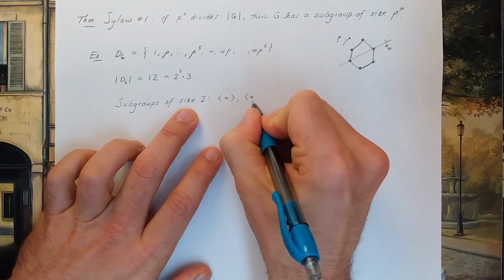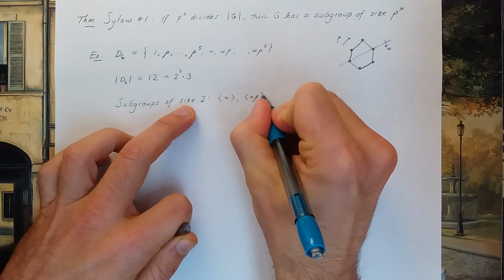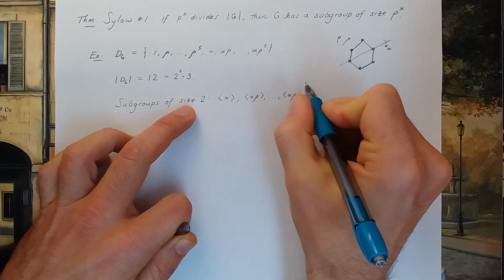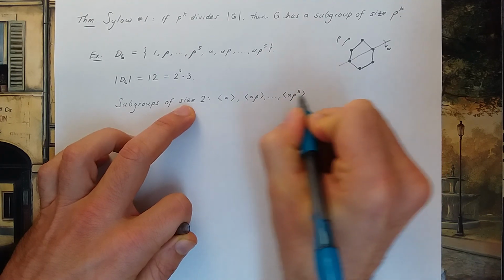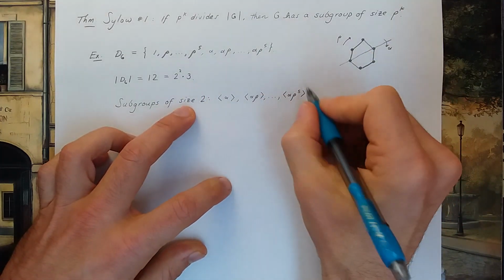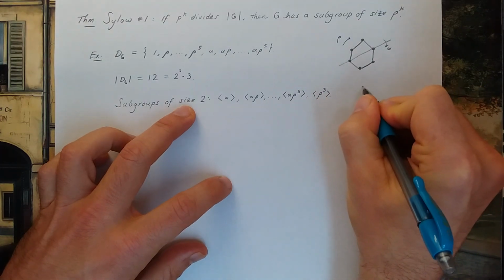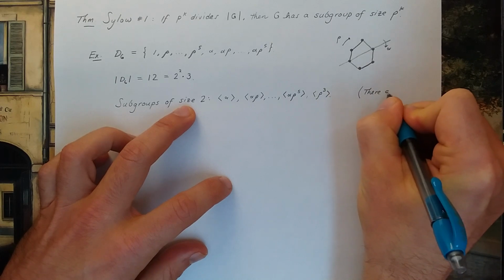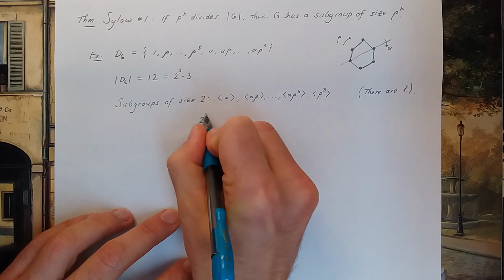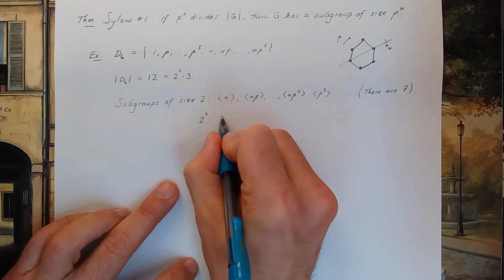You could have alpha rho, or anything of the form alpha rho to the power. All of these elements, all 6 of these elements happen to be order 2. And additionally, rho cubed has order 2. So there are 7. Sylow's theorem also says there are subgroups of size 4. So here's one of them.